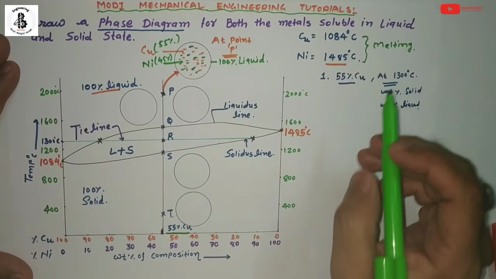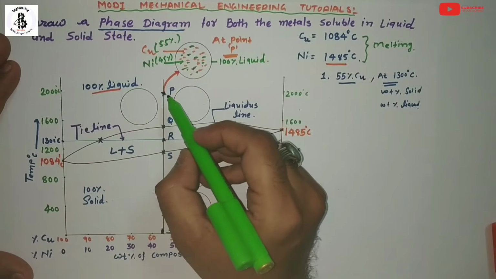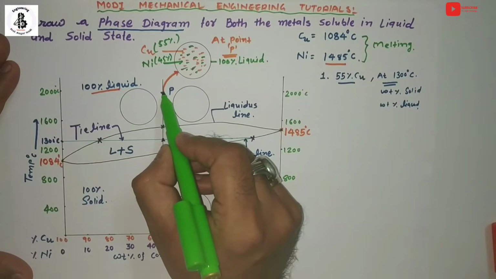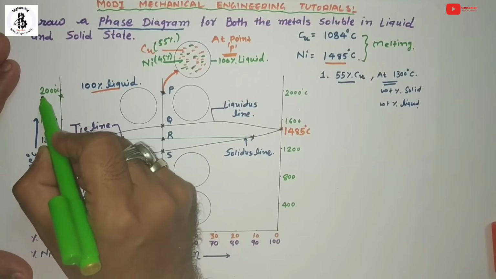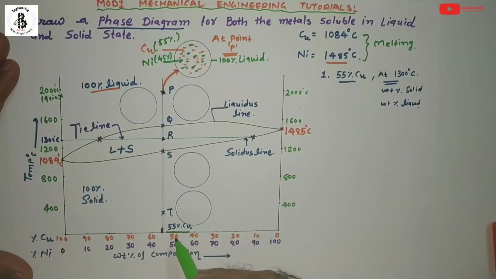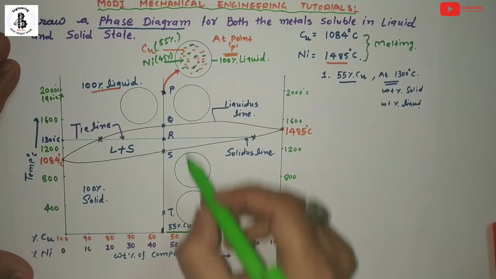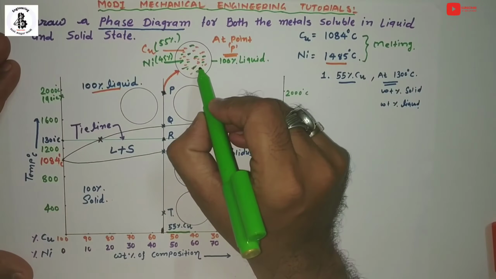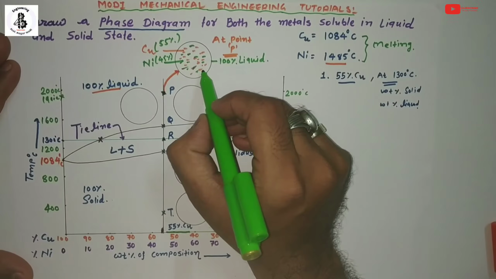So by cooling from the higher temperature, you can make a projection of around 1900 degrees centigrade for 55% copper and 45% nickel, which will be in the form of the 100% liquid phase.